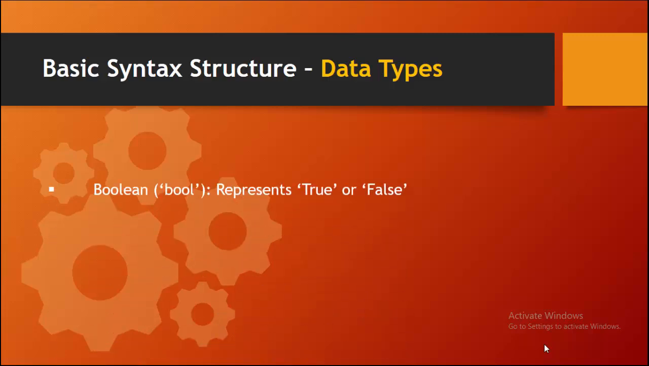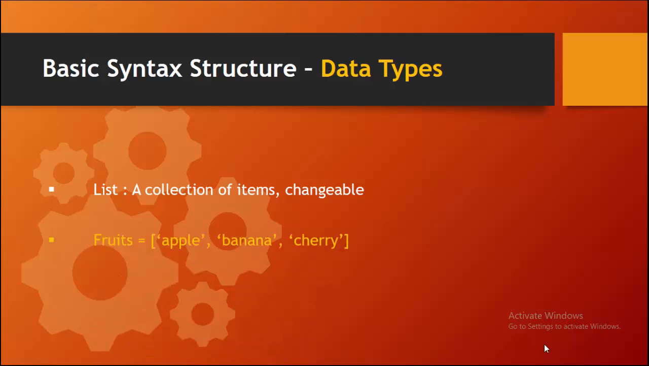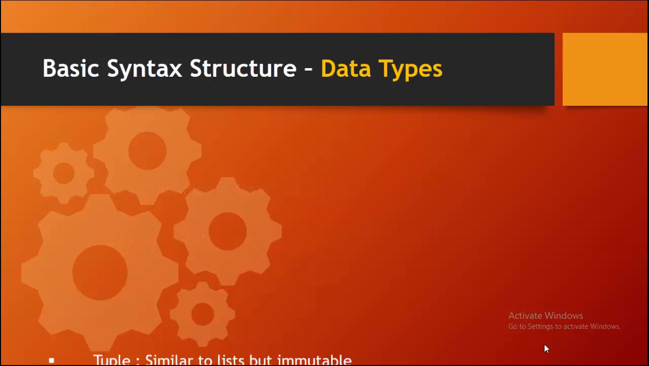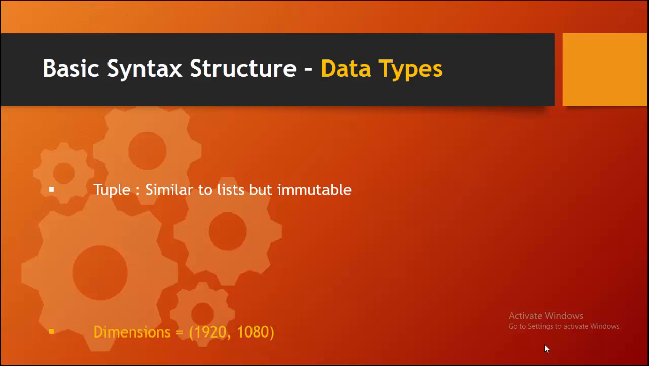Lists and tuples. List, a collection of items, changeable. For example, fruits equals apple, banana and cherry. Tuple, similar to lists but immutable. For example, dimensions equals 1920 by 1080. Understanding these basic data types will help you structure your programs better.